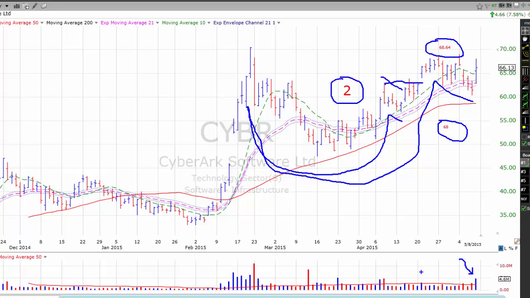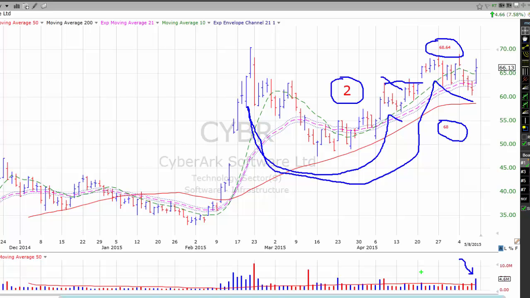Aggressive traders can buy CyberArk on that pocket pivot. More conservative investors may want to wait for the breakout at 68.64. I would want to see CyberArk break above that 68.64 level on at least 140% of average daily volume.